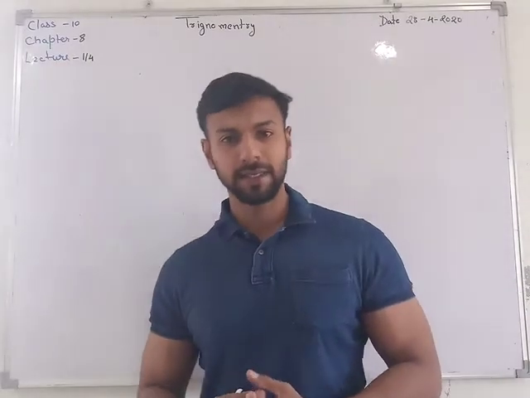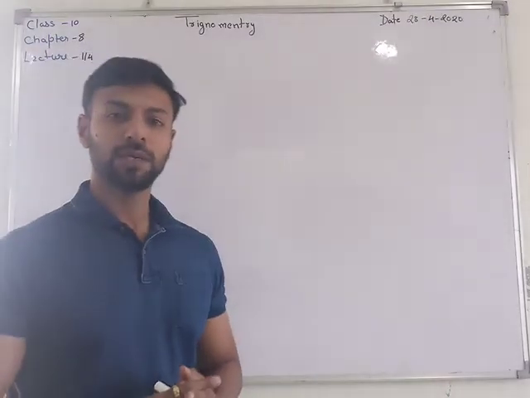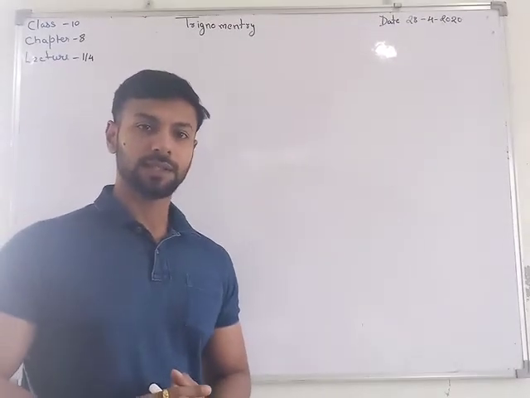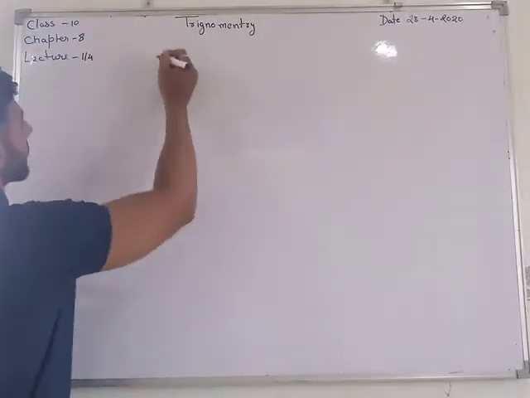Trigonometry consists of the identities or ratios which are based on the right angle triangle. Let us see what trigonometry is.